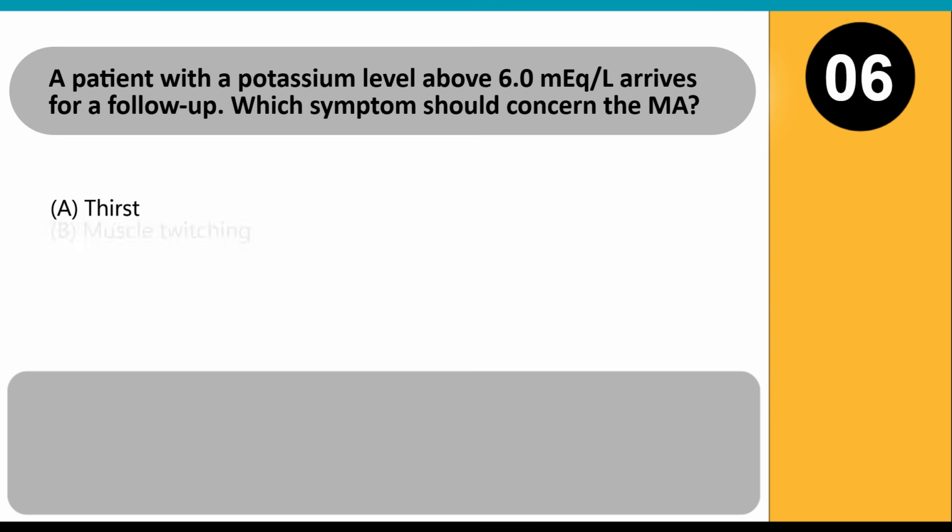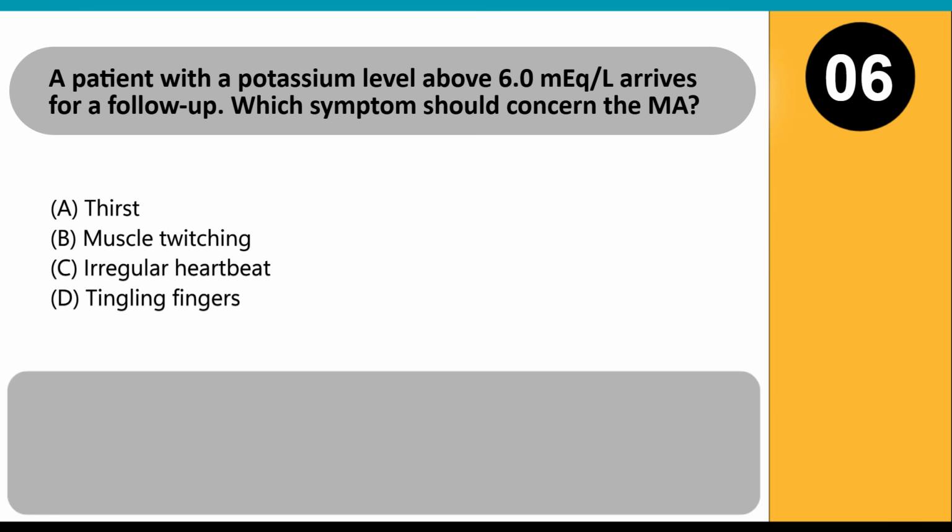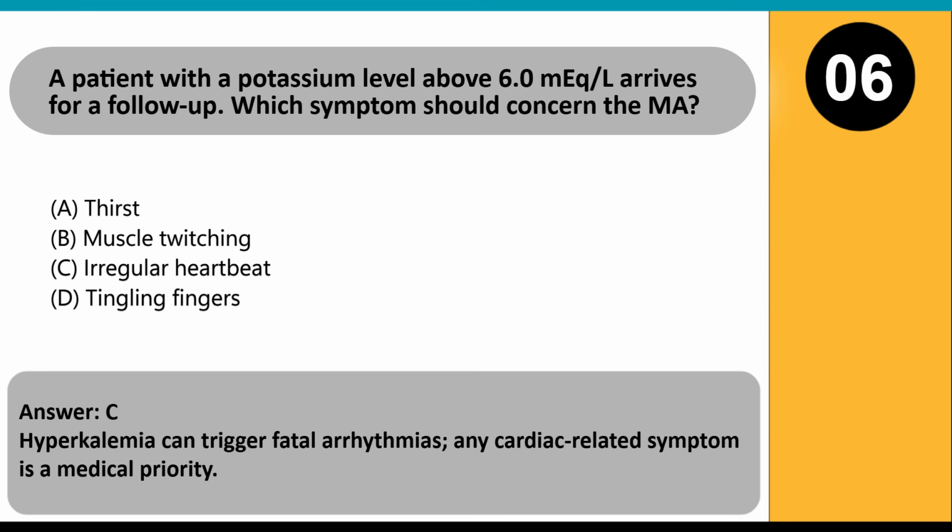A patient with a potassium level above 6.0 milliequivalent/L arrives for a follow-up. Which symptom should concern the MA? A. Thirst. B. Muscle twitching. C. Irregular heartbeat. D. Tingling fingers. Answer: C. Hyperkalemia can trigger fatal arrhythmias. Any cardiac-related symptom is a medical priority.